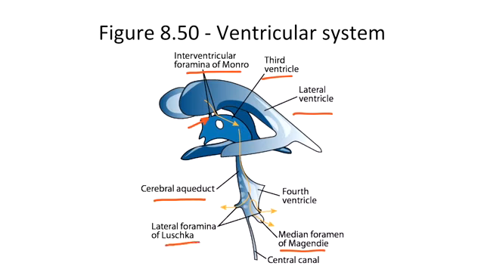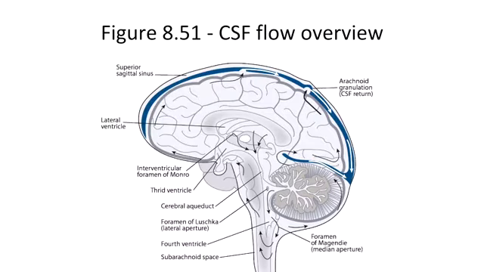foramina of Luschka. Okay, with this in mind, let's look at a mid-sagittal view of the brain to see where the CSF goes after moving into the subarachnoid space. This is figure 8.51, which provides an overview of the normal flow of CSF.